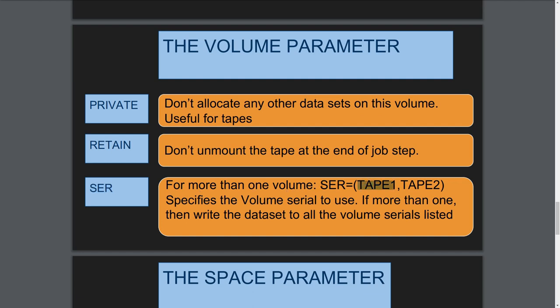SER stands for serial, so either for one volume or for two, you can say here within brackets tape one, tape two, which tells it exactly which serial device to use. And if it's tape, of course the one tape will have one serial name on it, and the catalog will remember exactly which tape it is. Tapes are not anonymous on the mainframe, they have an identity.